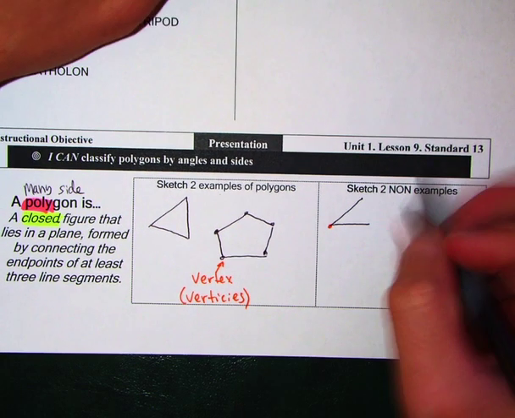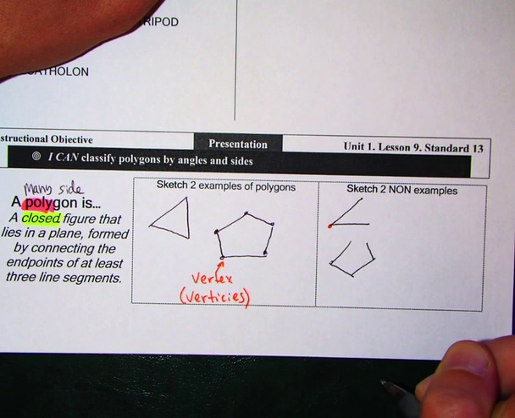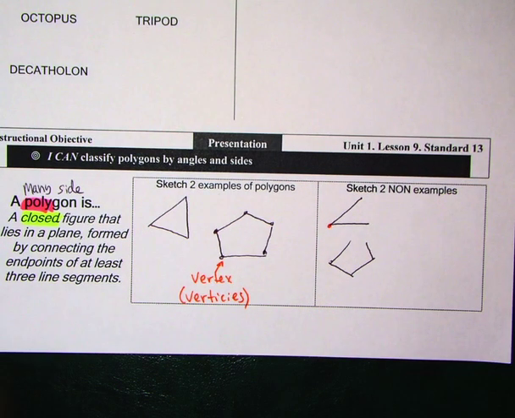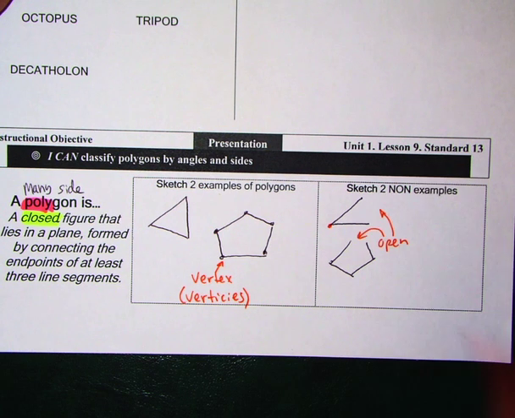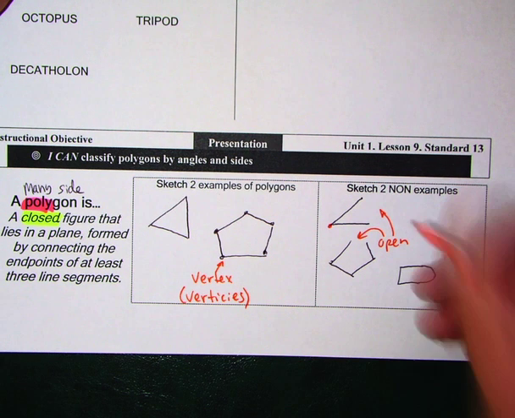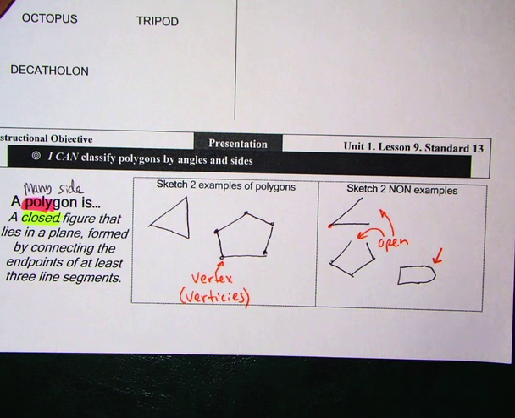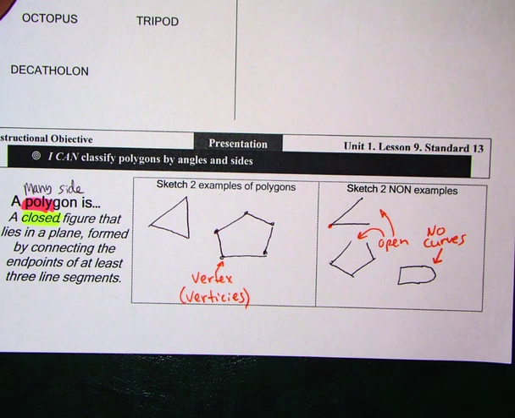A couple other non-examples. So here would be one leaving this open. That's not okay. Another good example is maybe this. And you can see this here. You're not allowed any curves. They have to be segments, okay? They have to be straight segments, no curves.